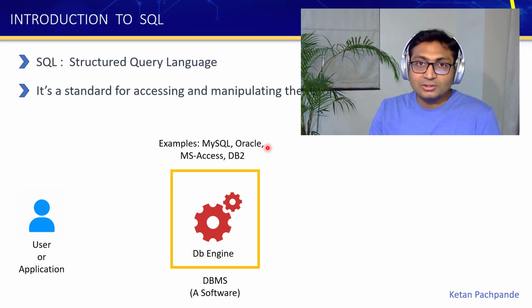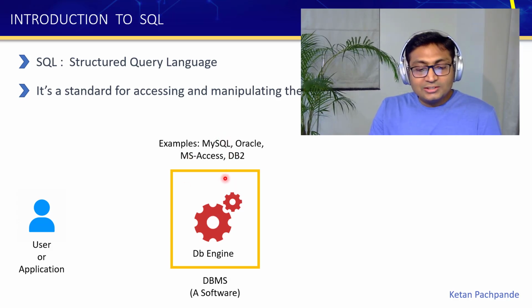The examples of DBMS systems are MySQL, by the Oracle Corporation, the Oracle database, MS Access by Microsoft, and DB2 by IBM. So there are many database management systems in the market. In this particular course, I'm going to do the setup of the MySQL DBMS, and we will execute all the queries with the help of MySQL. After this, I'll walk you through how to download and install MySQL and get started with SQL.